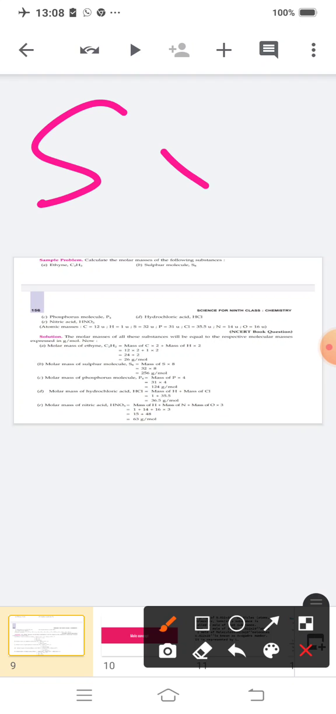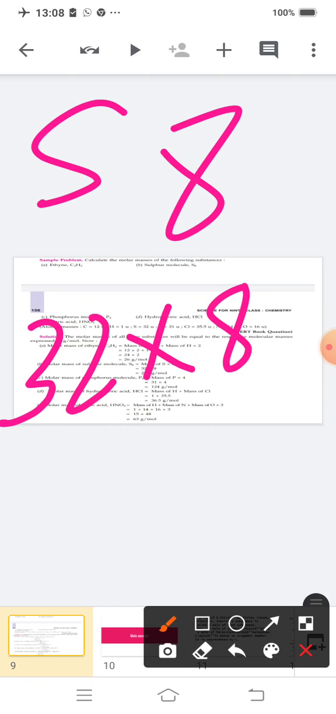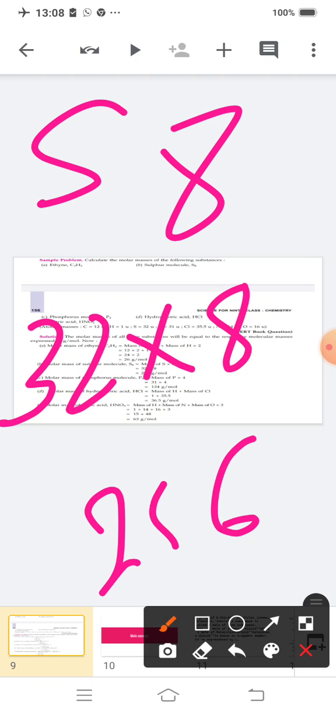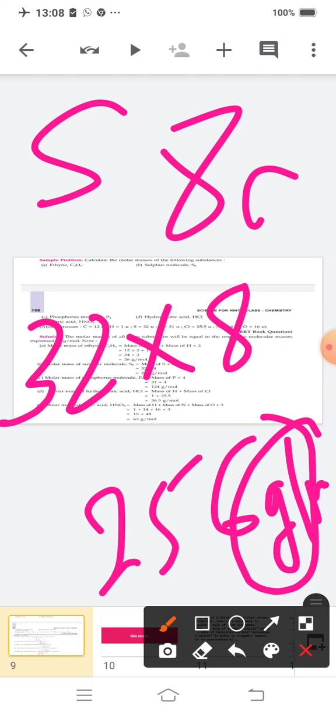Like this, you have to find the molecular mass of the sulfur molecule. The sulfur molecule is S8 and the atomic mass of sulfur is 32. So you will multiply 32 with 8. How much will you get? 8 twos are 16, 8 threes are 24, 24 plus 1, 256 gram per mole. Because here you are finding molar mass. If you have to find gram atomic mass, what will you do? You will replace this gram per mole with g.